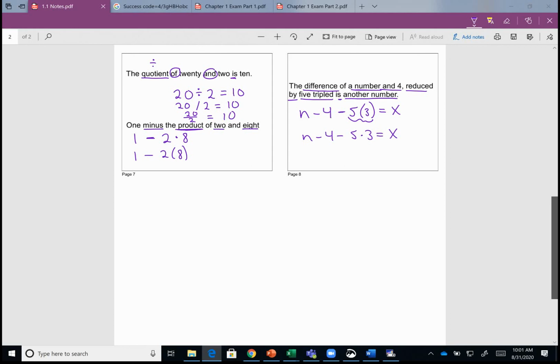Please make sure you have these examples copied down as your notes. Please also make sure that you created your foldable as well. That's going to be a nice resource for you.